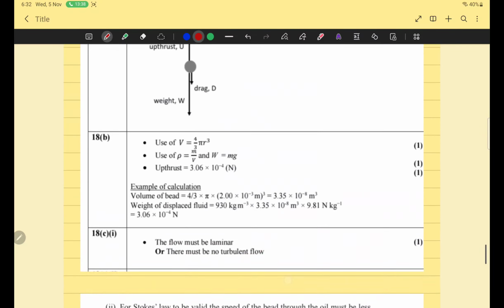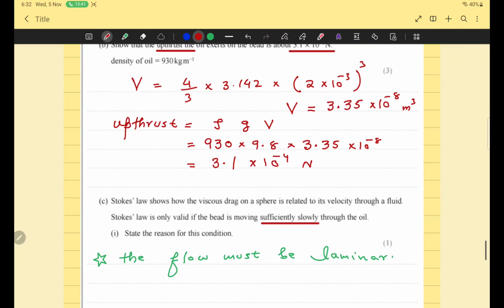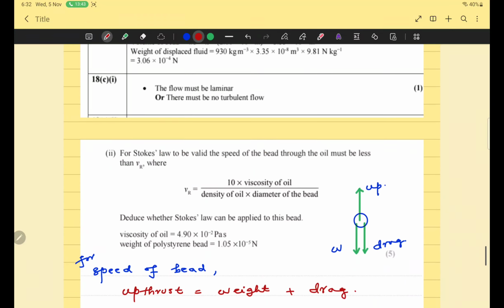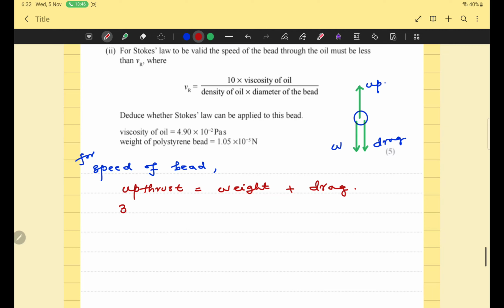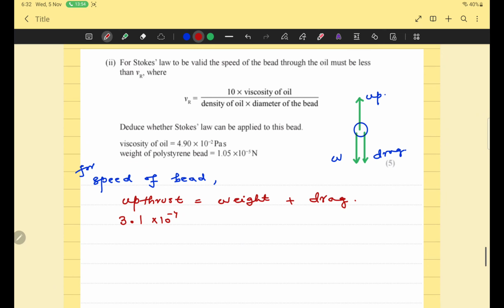Upthrust we have already calculated. Upthrust was 3.1 × 10^-4. We do not know the weight of bead, but it is given. The weight of bead is 1.5 × 10^-5. If I shift weight to the other side, it is minus 1.05 × 10^-5. Weight is equal to drag.